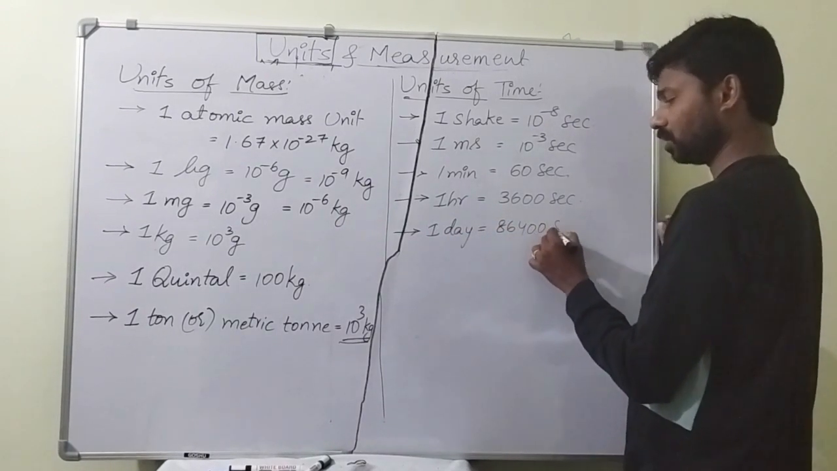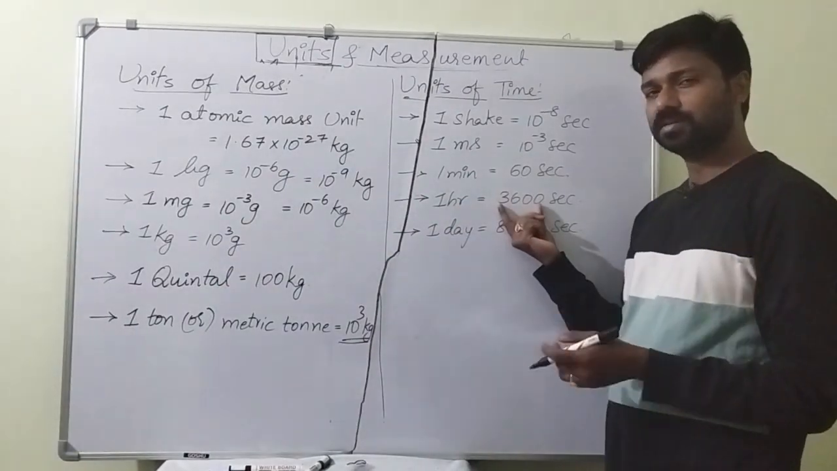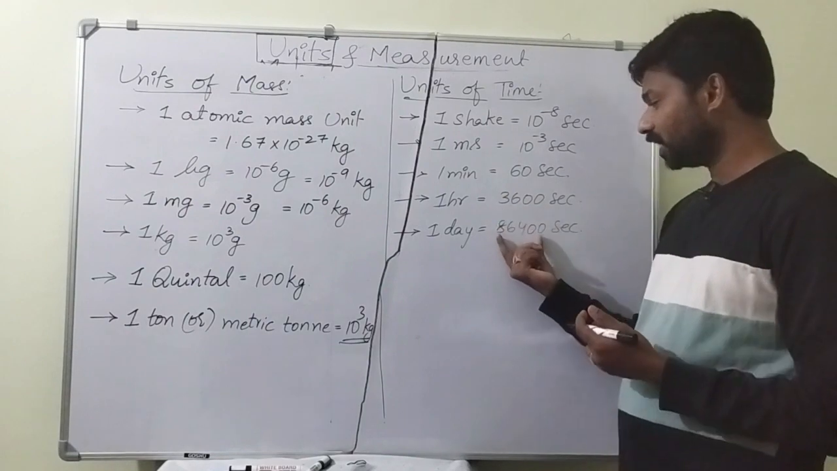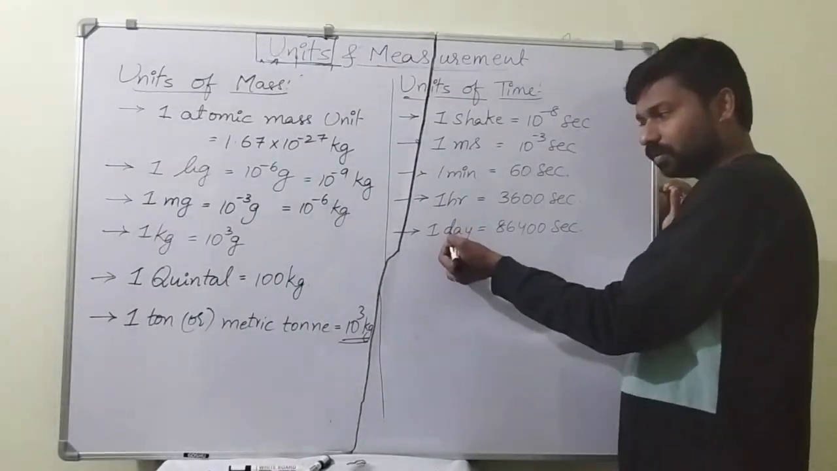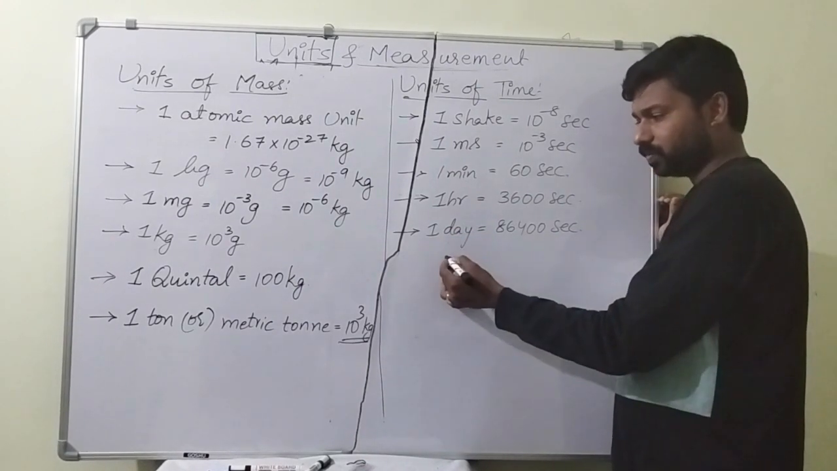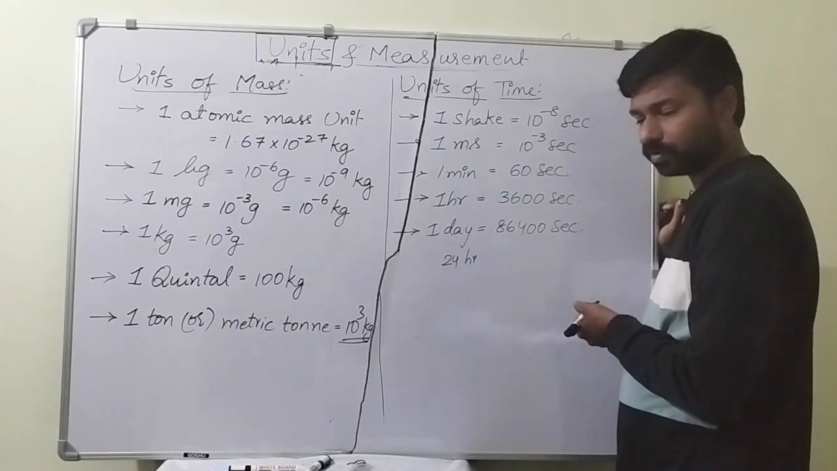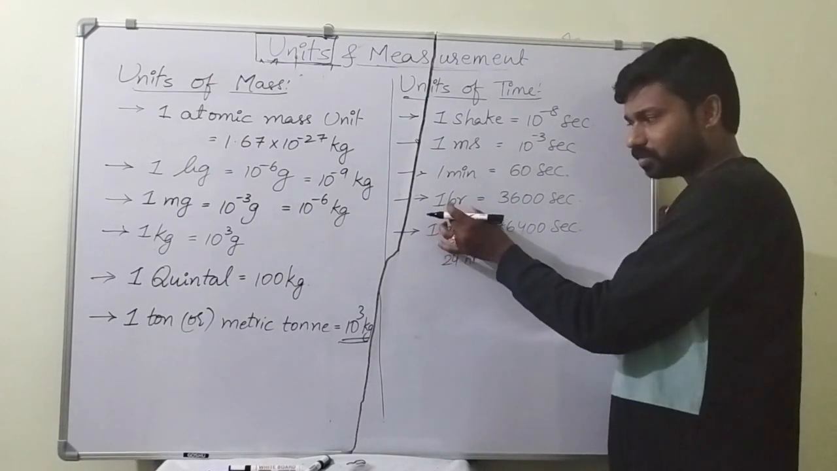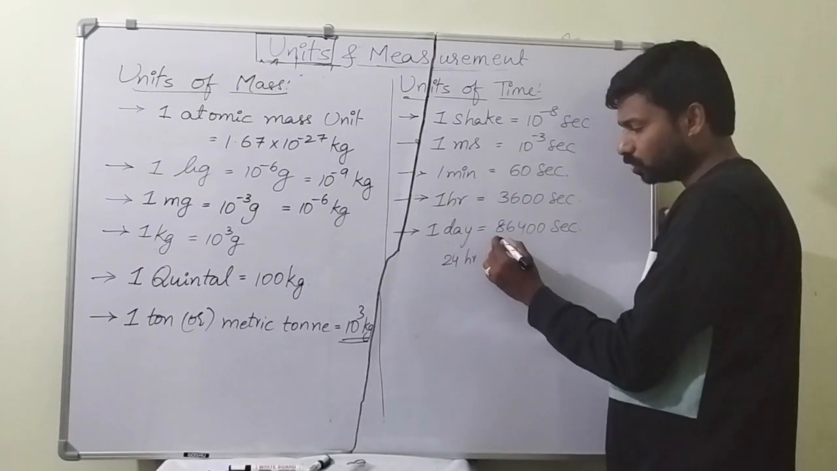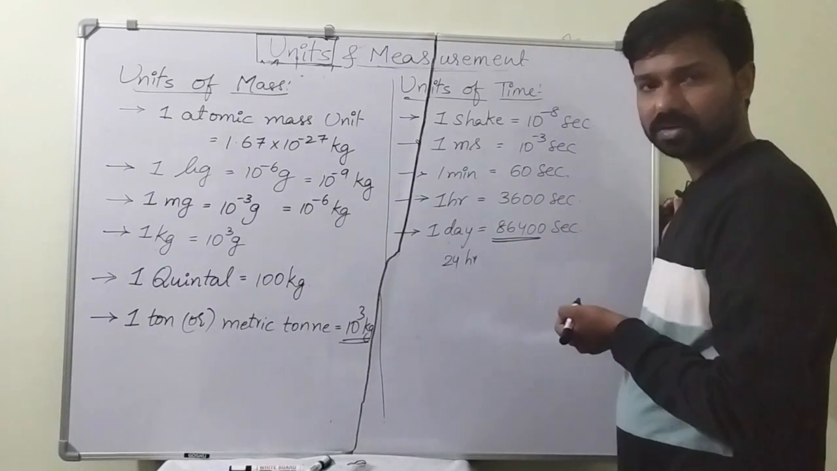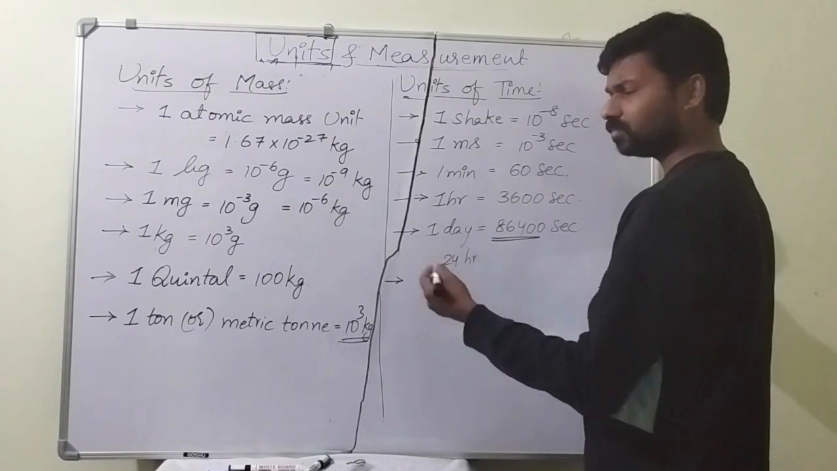86,400 seconds. Or you can write it as 1 day is equal to 24 hours. If you multiply 24 with 3600, you will be getting 86,400 seconds. That is, 1 day is equal to 24 hours, right? And each hour is how much? 3600. So 24 into 3600, you will be getting 86,400 seconds. So 1 day is equal to these many seconds. Apart from this, there are other units.